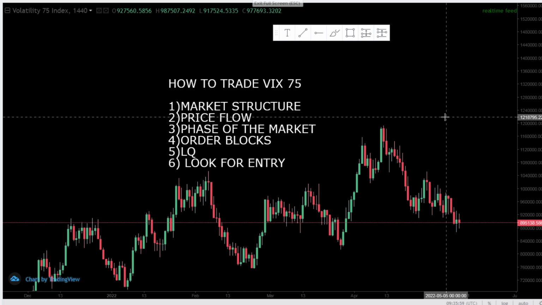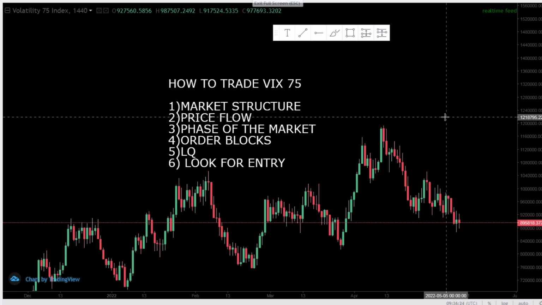Second, we're gonna take a look at price flow. You guys know what price flow is. Price flow basically tells us, is price in an impulsive phase or is price in a corrective phase. And then our third step is going to be the phases of the market. Is price in a retracement phase, a bullish phase, a bearish phase? So what is going on with the market?